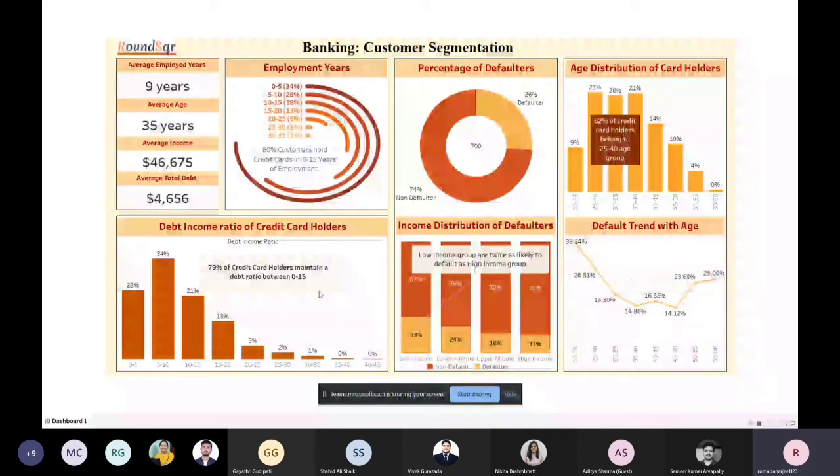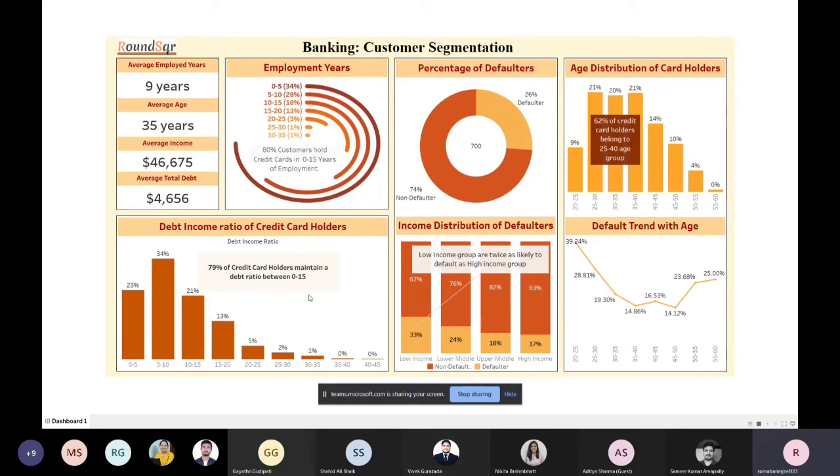And on the extreme left, we have the debt income ratio of the credit card holders, the ratio which they maintain. We can see 34% of the customers are maintaining a debt ratio between 5 to 10. With 0 to 5, it's 23%, and 10 to 15 is 21%. So these are the higher percentages. We conclude over here that 79% is maintaining 0 to 15.